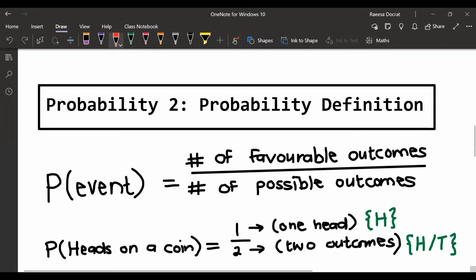So let us have a look at an example. If we were interested in the probability that we get a head on a coin, then it's going to be the number of favorable outcomes in the numerator. On a coin, the only one that's related to heads is the head. You only have one head, so that is one. And in the denominator, we have the possible outcomes. From flipping a coin, we have two possible outcomes. You can either get a head or you can get a tail. So the denominator is then 2. So the probability that you get a head on a coin is 1/2 or a half.